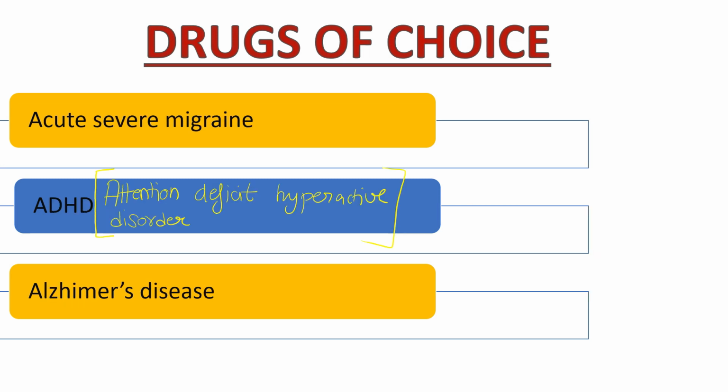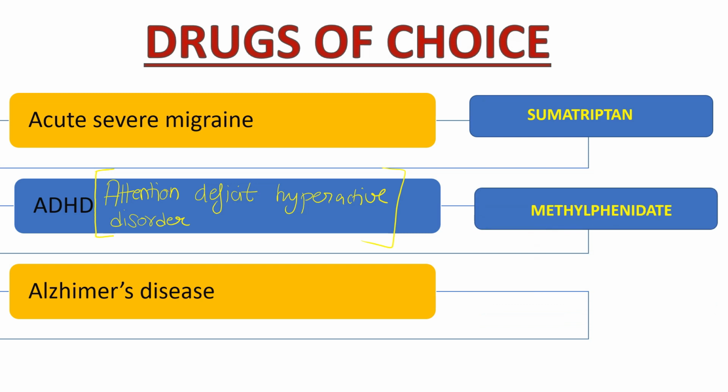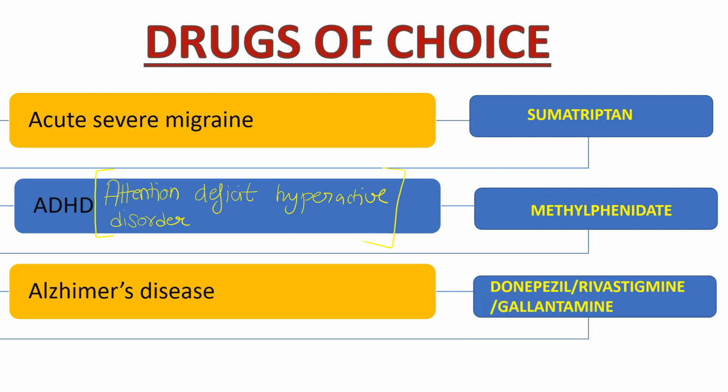The next case is acute severe migraine, and for this we will be using sumatriptan. Next, ADHD, that is attention deficit hyperactivity disorder, and for this we will be using methylphenidate. It is a very important drug for attention deficit hyperactivity disorder. And for Alzheimer's disease, we will be using donepezil or rivastigmine or galantamine. Alzheimer's disease is very important in previous years.